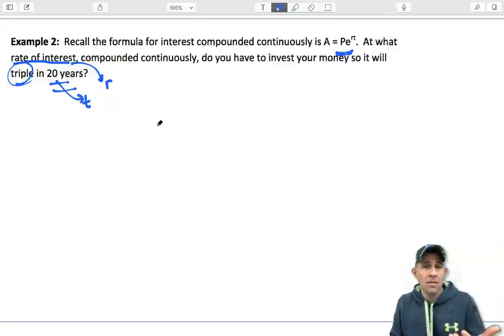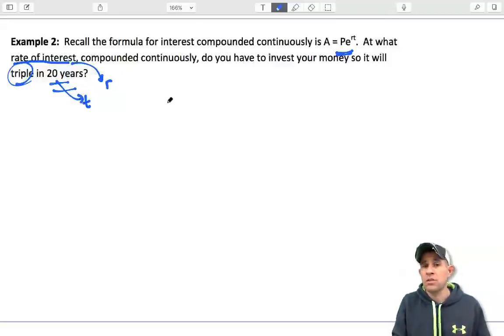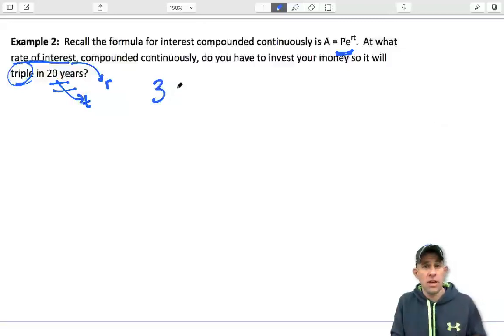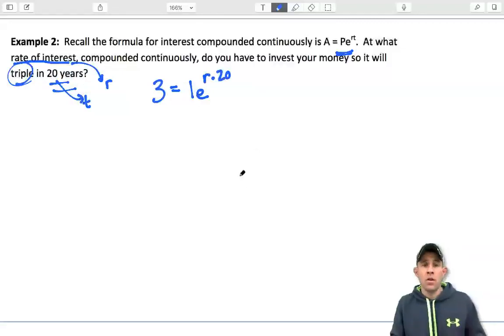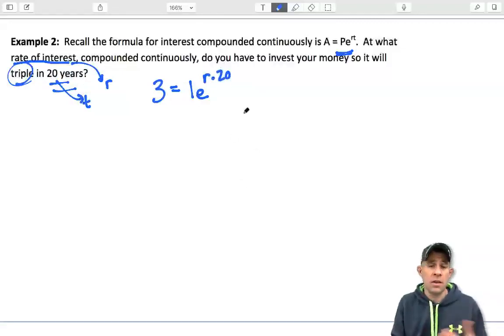We'll notice that we're not given an amount of money, but we do want it to triple. So it's okay to just start with the generic $3 will be tripling $1. So $1 is your initial investment. $3 is what you want it to go to. In other words, that's what would be tripling, right? e to the rate times 20. Okay, so you see here that our variable is in the exponent, and we want to solve for that.